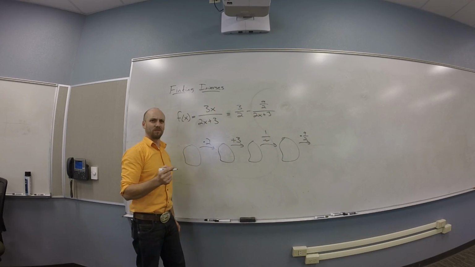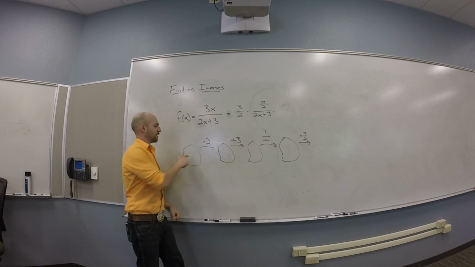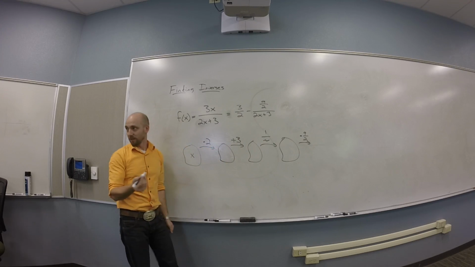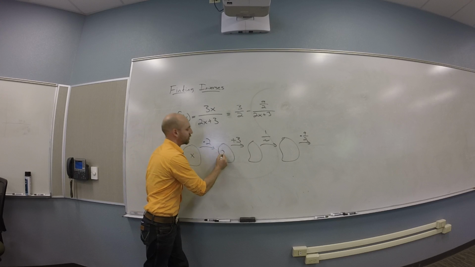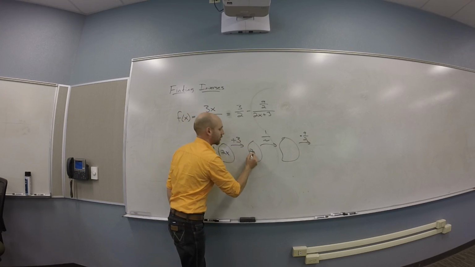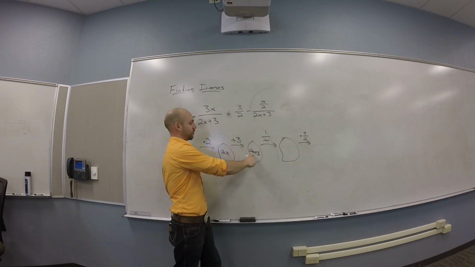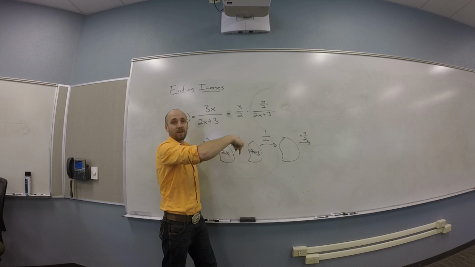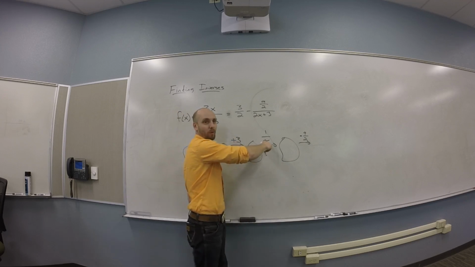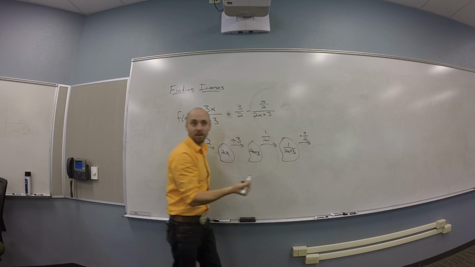Did I lose you back here? Samia, can you show us what that would look like? Yeah, so I started with an x, right? Then I multiplied by 2, so I had 2x. I added 3, so I had 2x plus 3. Then I need 2x plus 3 on the bottom, so I'm going to put it under a 1. So now I'm looking at 1 over 2x plus 3.